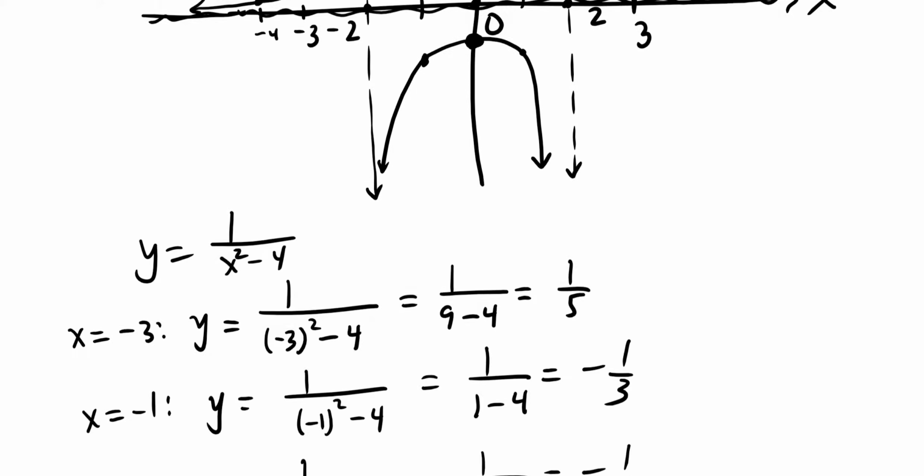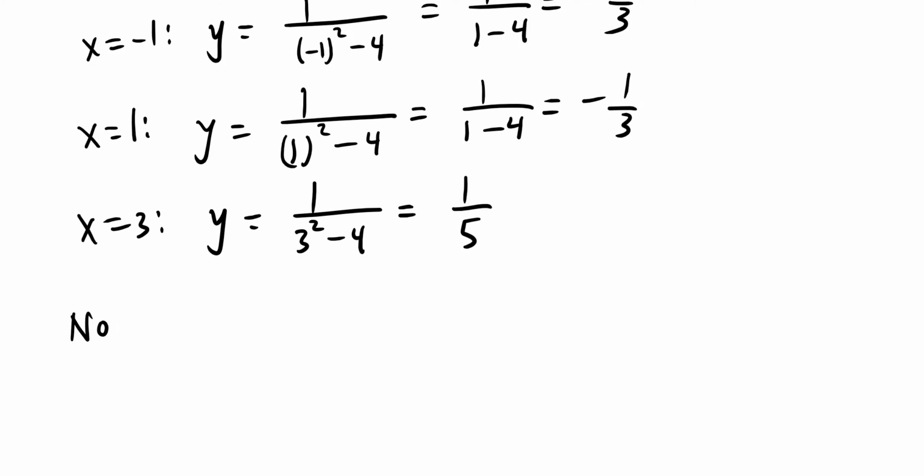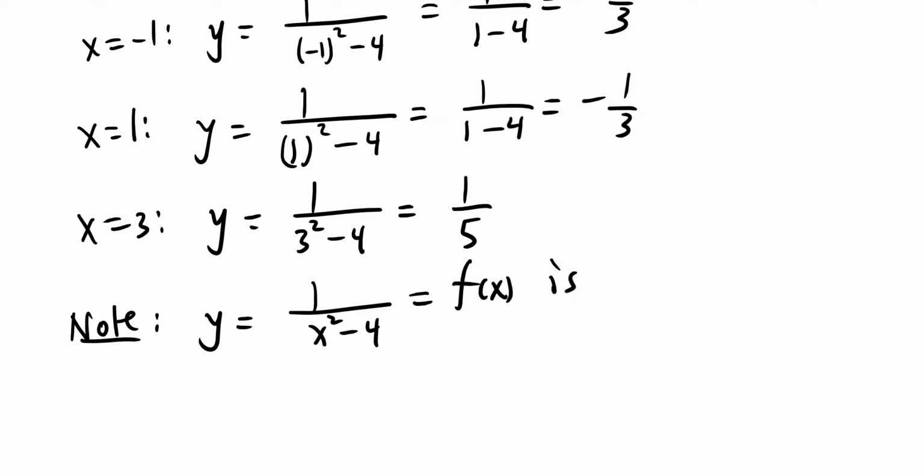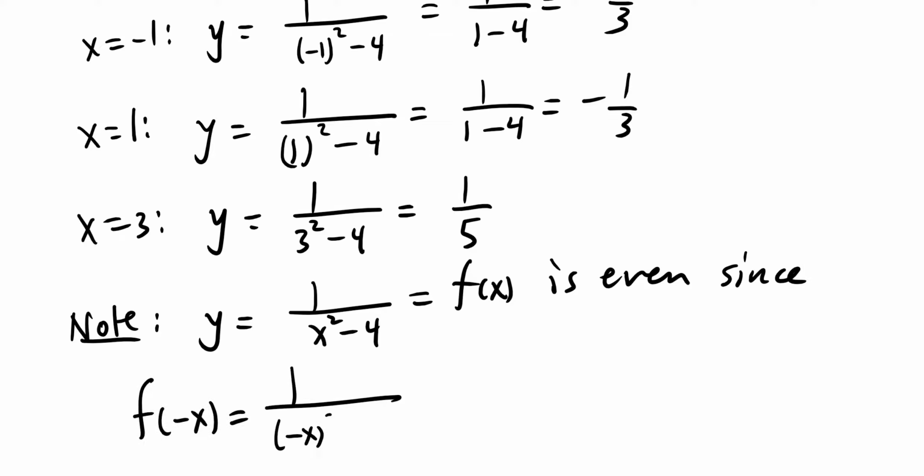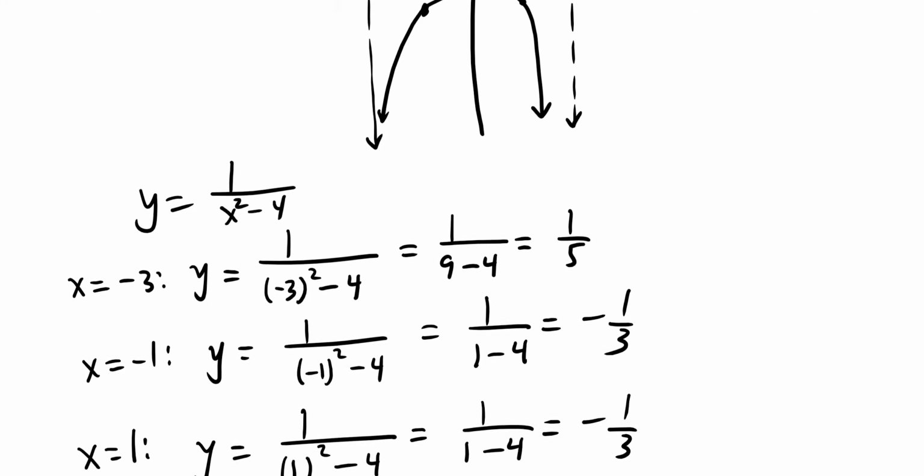The next thing to note, this function, call it f of x, is an even function. Why is it even? Since if you find f of -x, it equals 1 over x squared minus 4, that's the function itself, and we defined in previous sections that if f of -x equals f of x, then that's an even function. Even means there's symmetry about the y-axis.